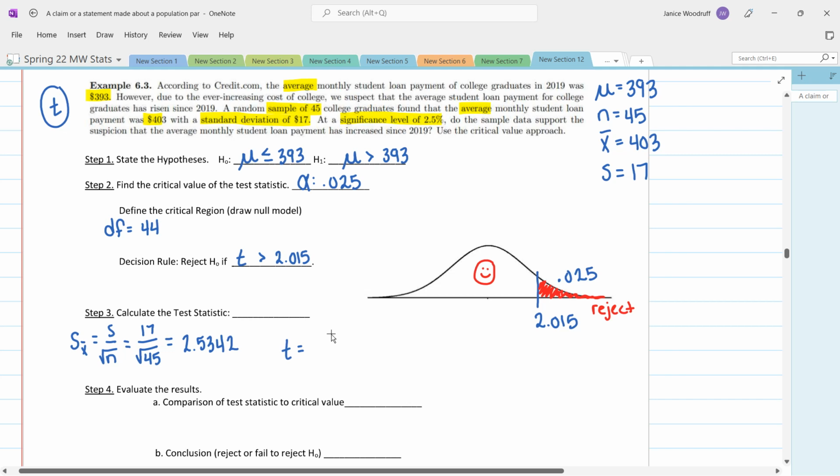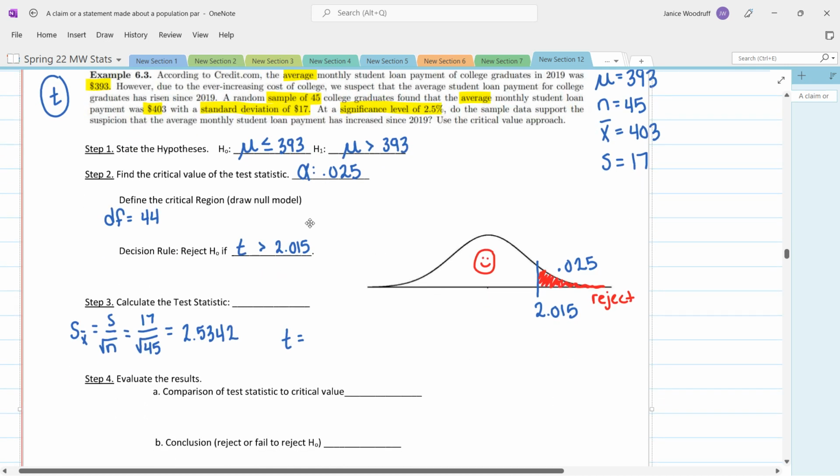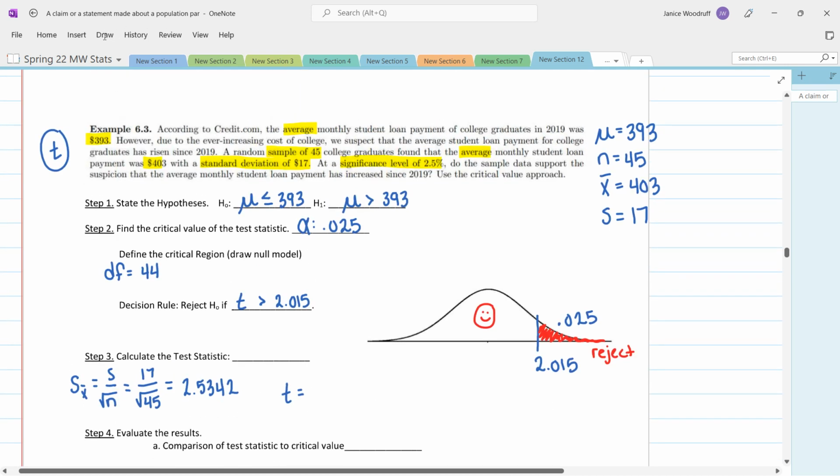Oh, my pen went gone. So x bar minus the mean over the standard deviation. Is it going to let me draw? There we go. Okay.